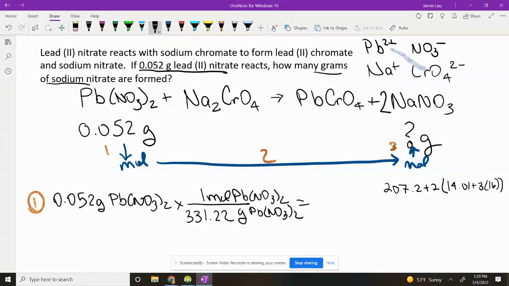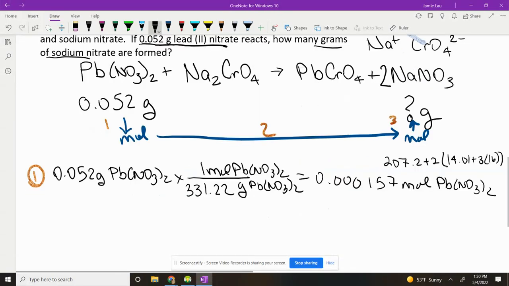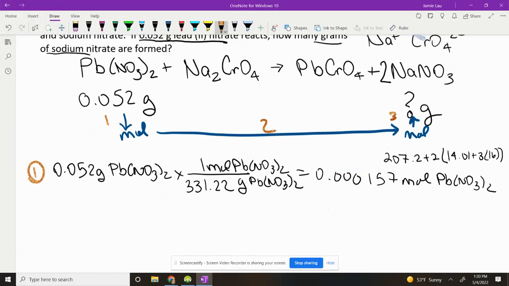So when I do that math out, 0.052 divided by 331.22, I get 0.000157 moles. It is a pretty small number, and that's okay. Right, we started off with a very small amount of grams, so the fact that our moles are pretty small is completely logical. All right, so that gives us our step 1.